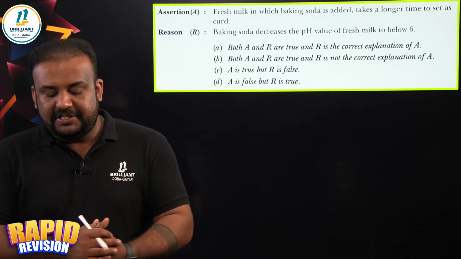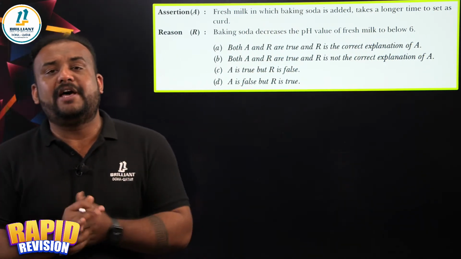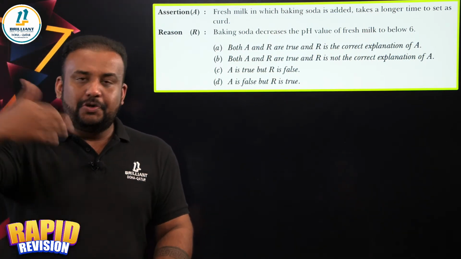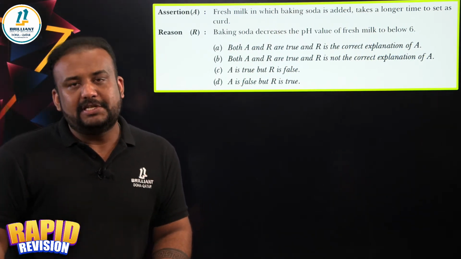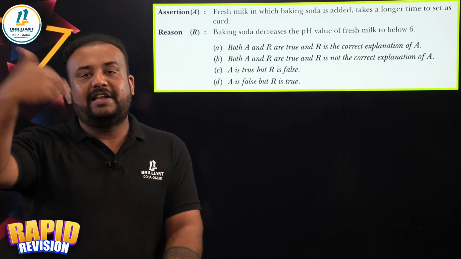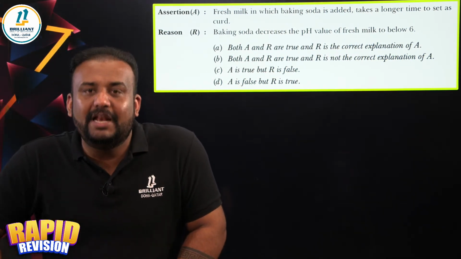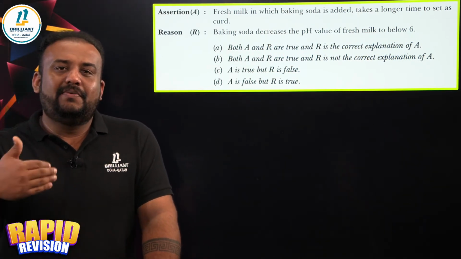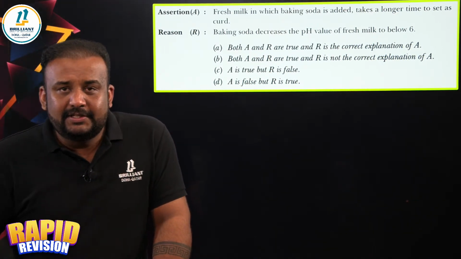Fresh milk in which baking soda is added takes a longer time to set as curd. Yes, if you look into the biochemistry of curd formation, what exactly is happening? In milk there is a sugar called lactose, right? So when lactobacillus bacteria are present in milk, it causes fermentation and lactic acid is generated, and this lactic acid causes the denaturation of the milk proteins, and the milk proteins coagulate and develop into a sour tasting clumped mixture which is called curd, right?